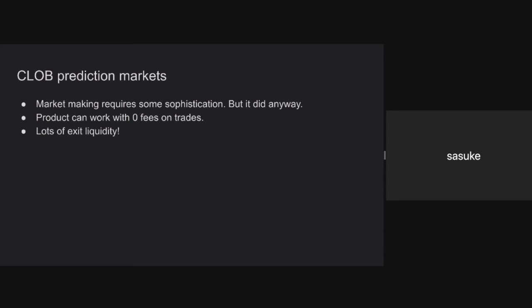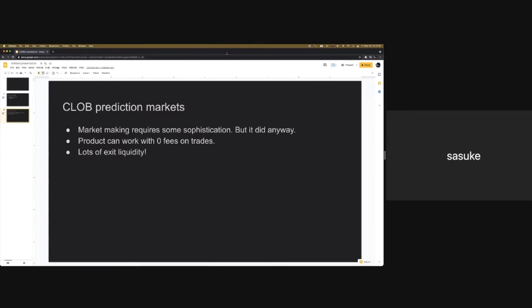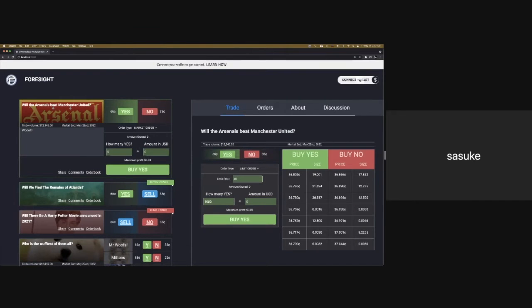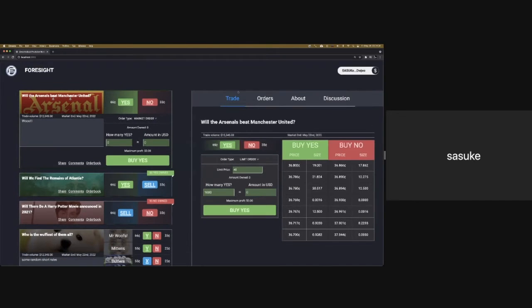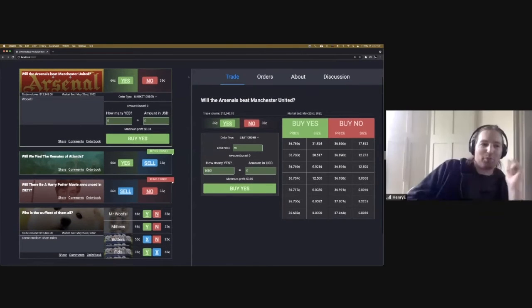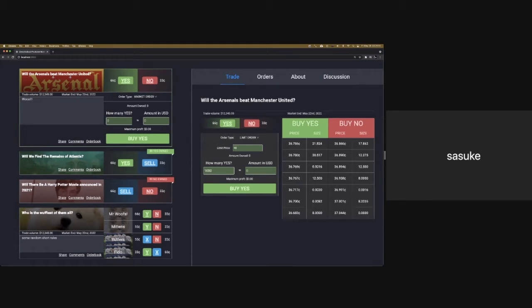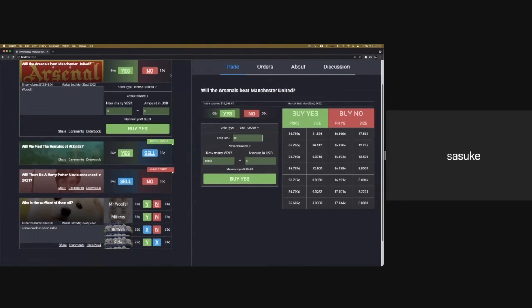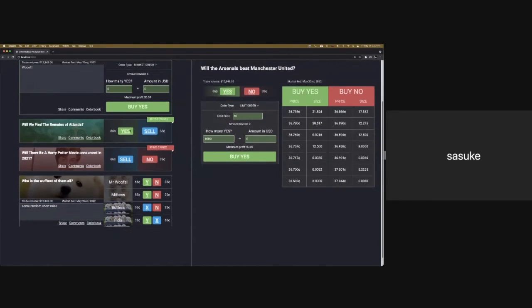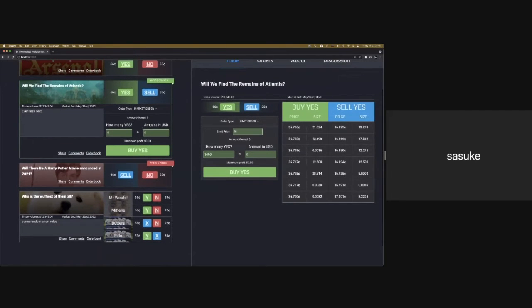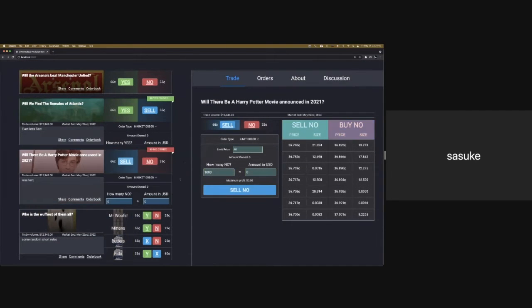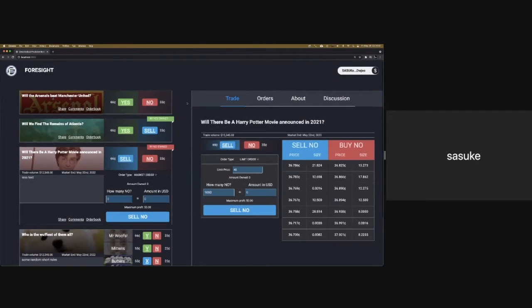So that's why we're building a prediction market that uses a central limit order book, and I have a non-functional UI for the prediction market right here, built on top of Serum. So we can bet on the outcome of a soccer game. We can bet on whether we'll find the remains of Atlantis. And we can bet on whether there's going to be a Harry Potter movie.